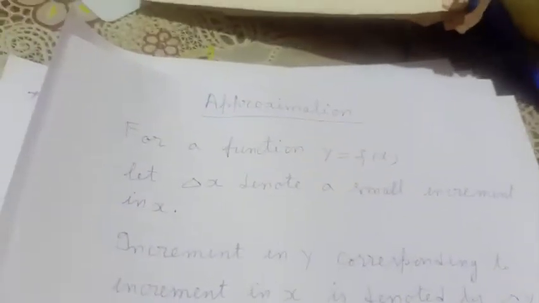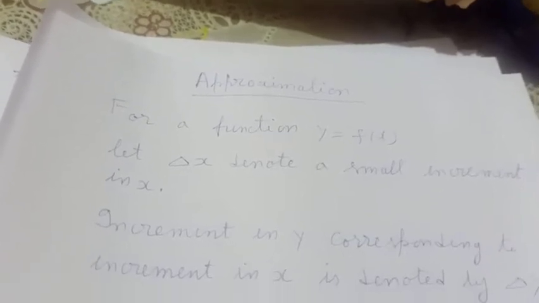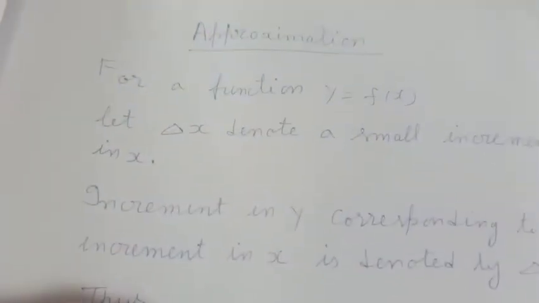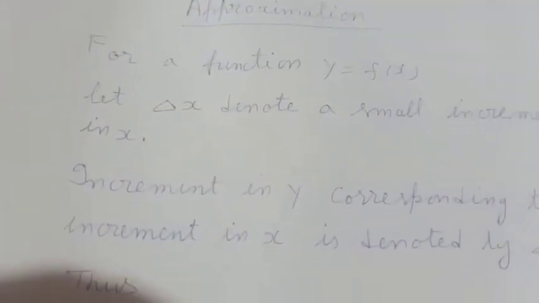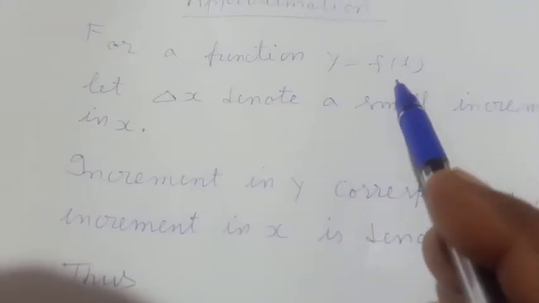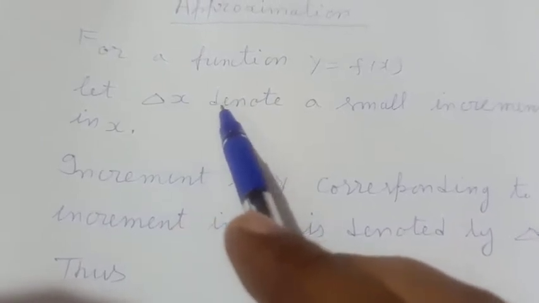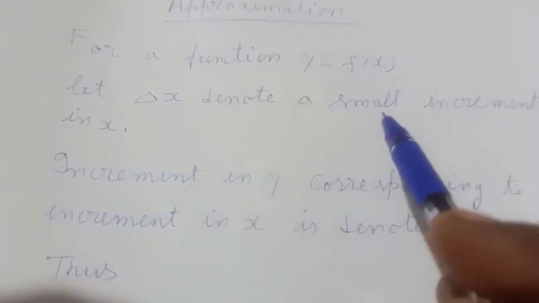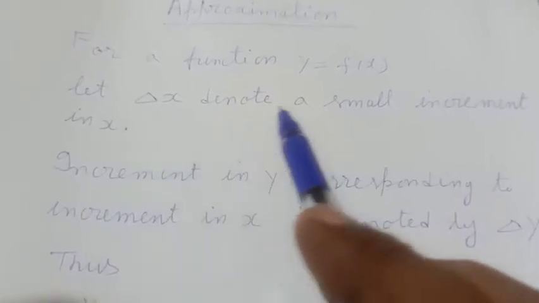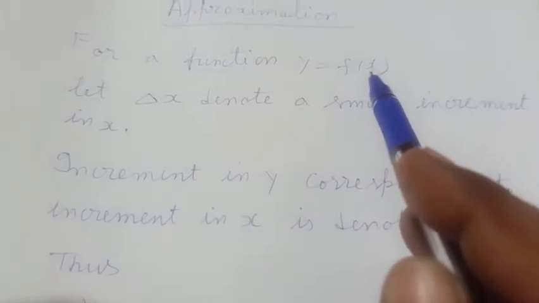Hello friends, we will study about approximations and we will solve some questions also. So let's start the concept of approximation. If we take a function y equal to f(x), y is a function of x, then we denote delta x as a small increment in x. So delta x means small increment in x. x is our independent variable in f(x).